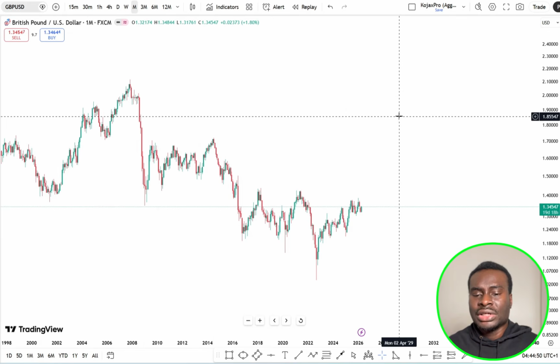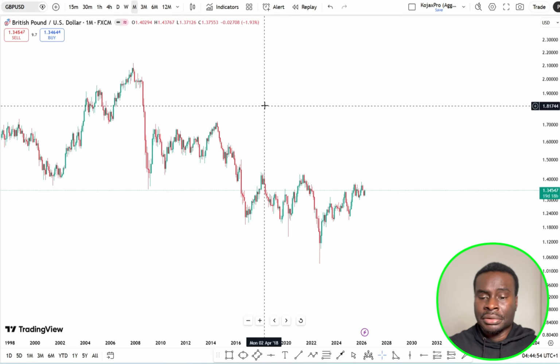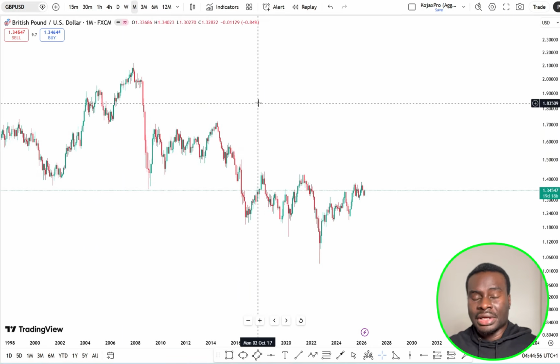And the one I usually like paying reference to is the monthly time frame. So what we do here on the monthly time frame is to see whether we are trending or not. So are we making higher highs and higher lows? Do we have a clear direction? That's what the monthly time frame tells us. The monthly time frame gives us clarity. It gives us clarity of our bias.